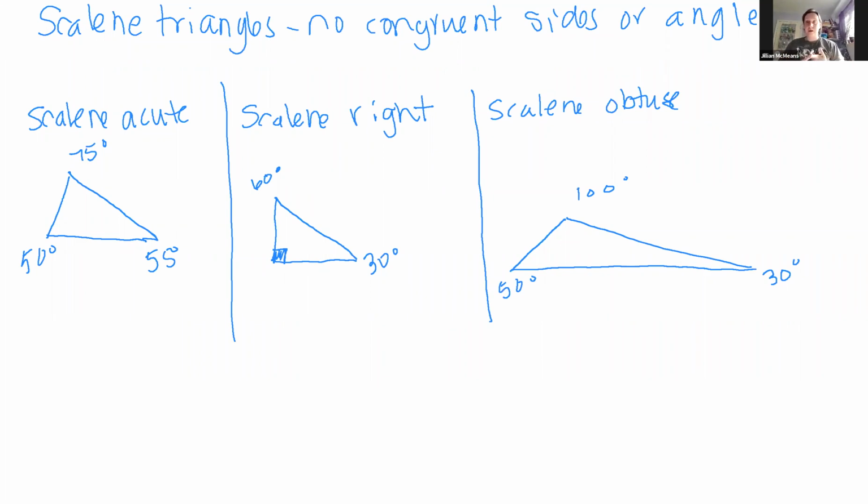So you've got equilateral triangles, right triangles, isosceles triangles, and remember, isosceles acute, isosceles right, isosceles obtuse. And then you have scalene triangles, scalene acute, scalene right, or scalene obtuse.